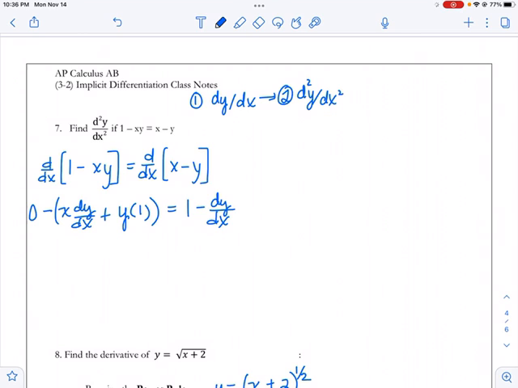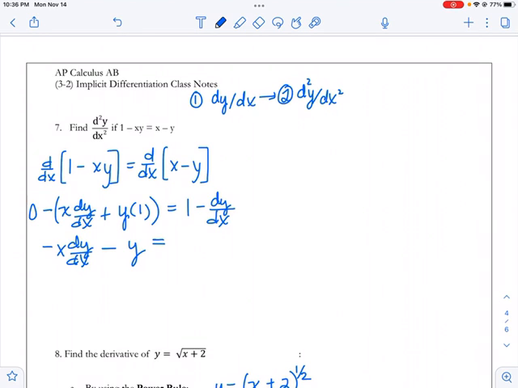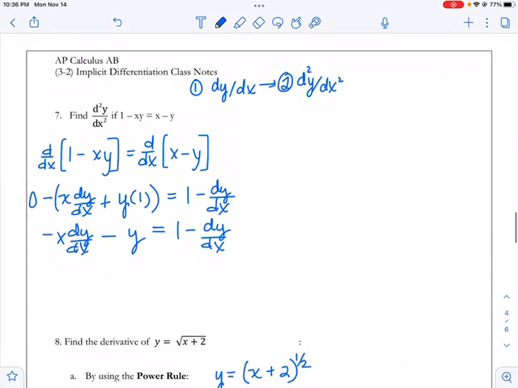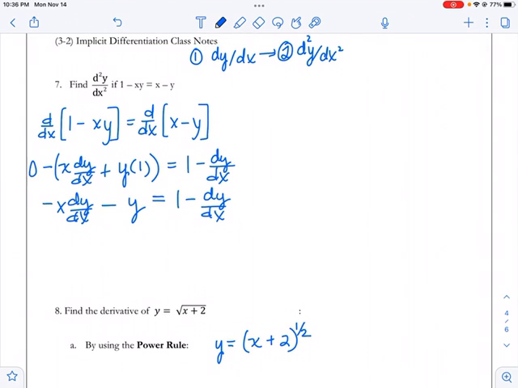Got to get all the dy/dx's on one side, but I'm going to rewrite this one. I get a minus x dy/dx. Then you have a minus y is equal to 1 minus dy/dx. So I'm going to put the dy/dx on the right. I'm going to add that to both sides. So that's going to give me a dy/dx minus x dy/dx.